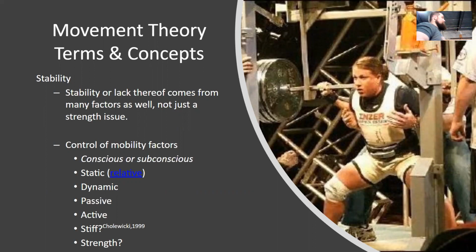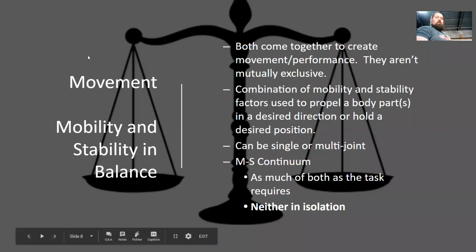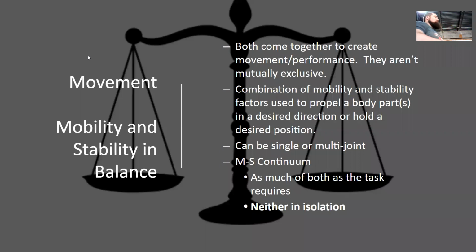So a lot of the times, this stability will come in a bunch of different forms, whether it's dynamic or static. Static, think of a plank position. Dynamic, think of any type of explosive movement. But stability is an important key when it comes to the totality of movement. So they both come together to create performance. They're not mutually exclusive. You don't have one or the other. You have both. And they marry together to make what is human movement.